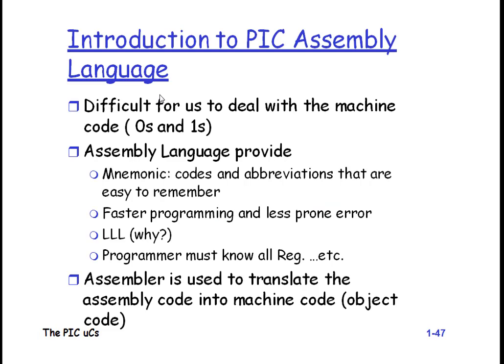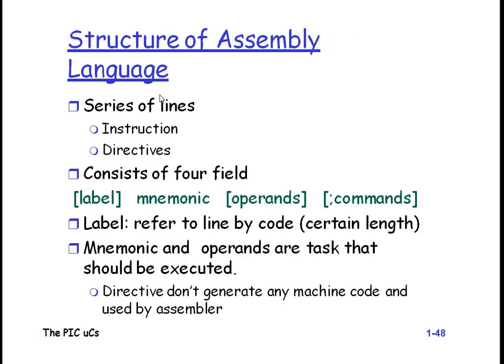The main thing we are starting now is the introduction to PIC assembly language. It would be difficult for us to deal with machine language in the form of zeros and ones. So assembly language provides mnemonics, like codes and abbreviations that are easy to remember. It makes programming faster and less prone to error, and it also lets us know about all the registers. An assembler is used to translate the assembly code into machine code, which is like object code.